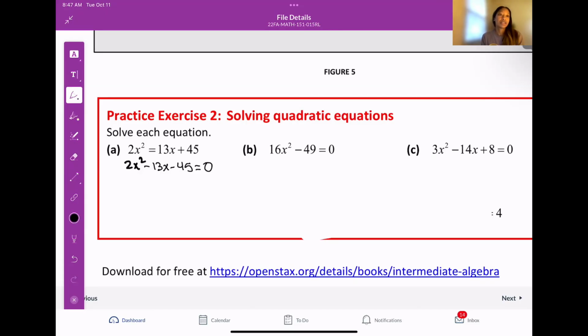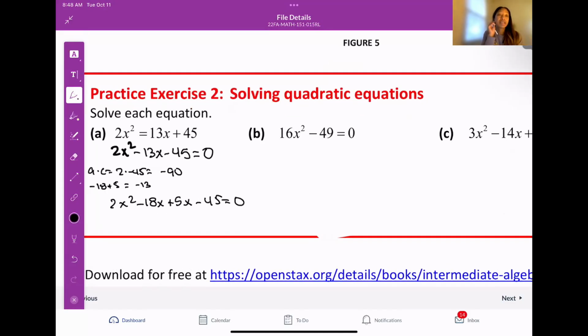You can also try to, like I said, use the AC method. Using the AC method, A times C would be what? A times C equals 2 times negative 45, which is negative 90. We want factors of negative 90 that add to negative 13. Negative 18 plus 5 equals negative 13. All right, so we're going to take the 2x squared minus 13x minus 45, and we're going to make that 2x squared minus 18x plus 5x minus 45 equals 0.